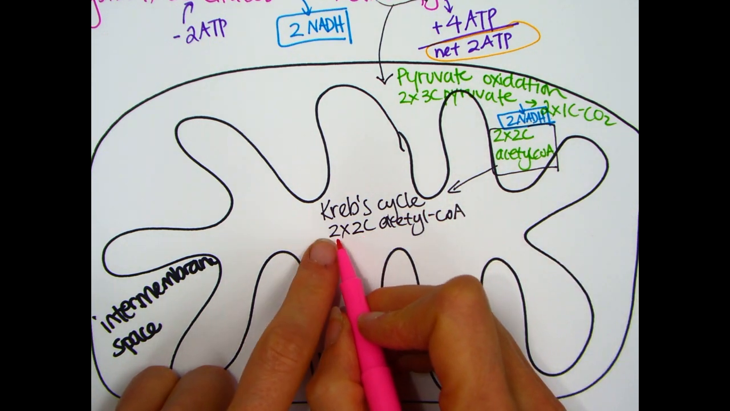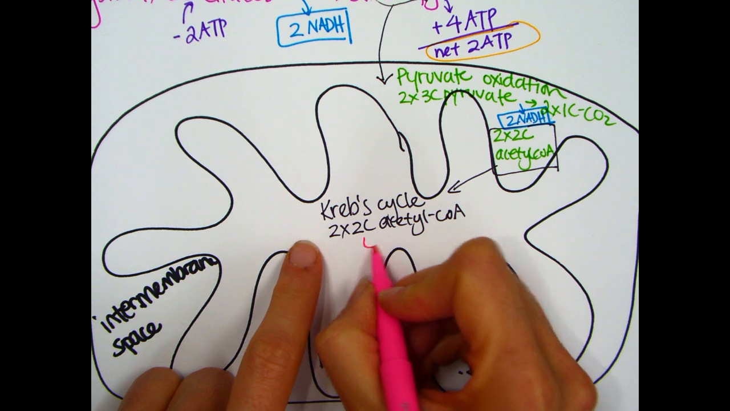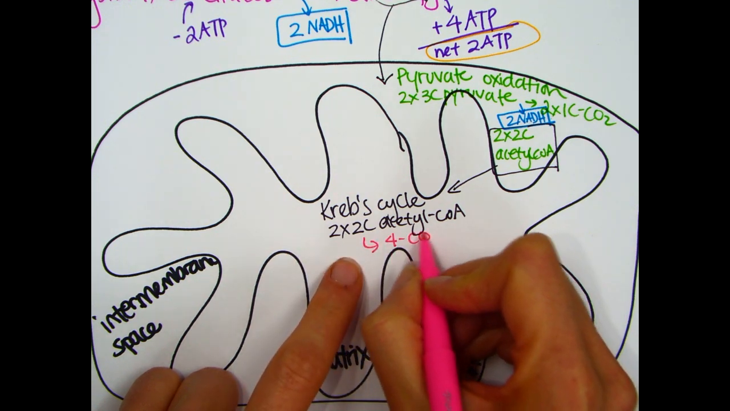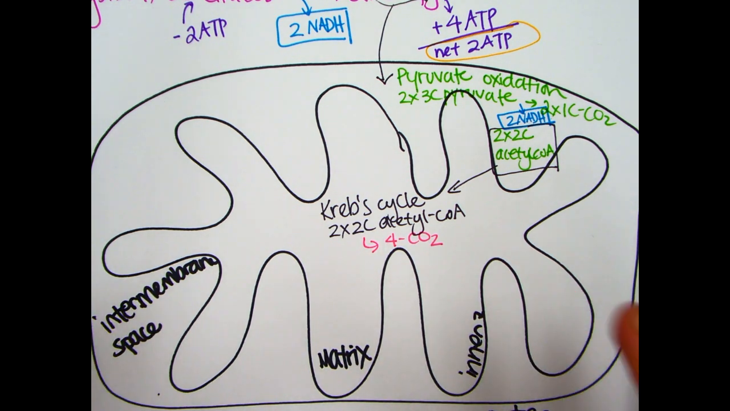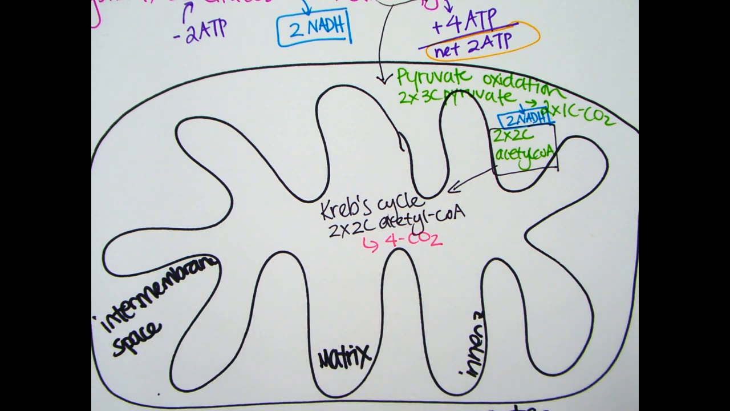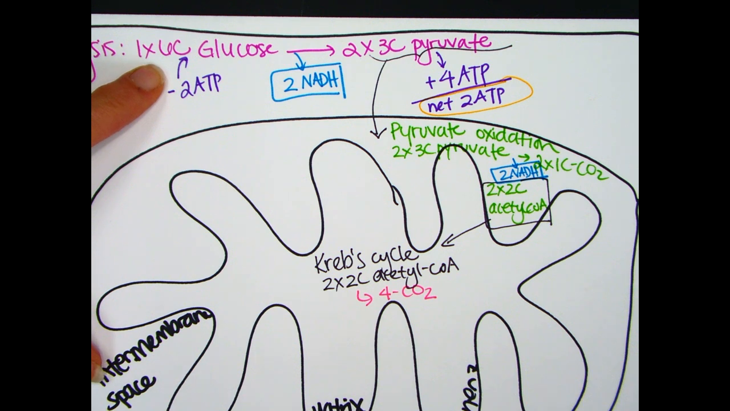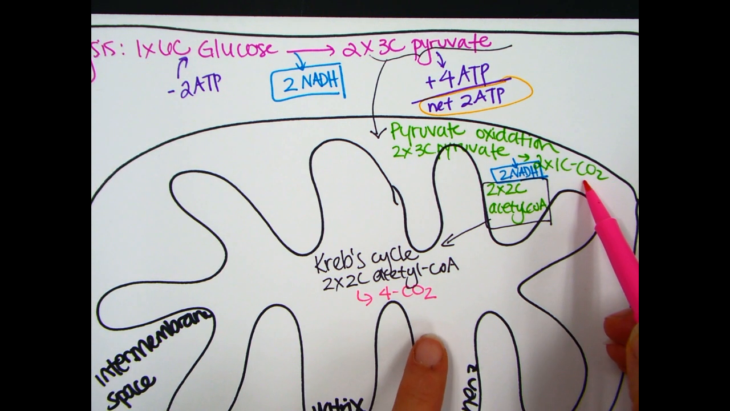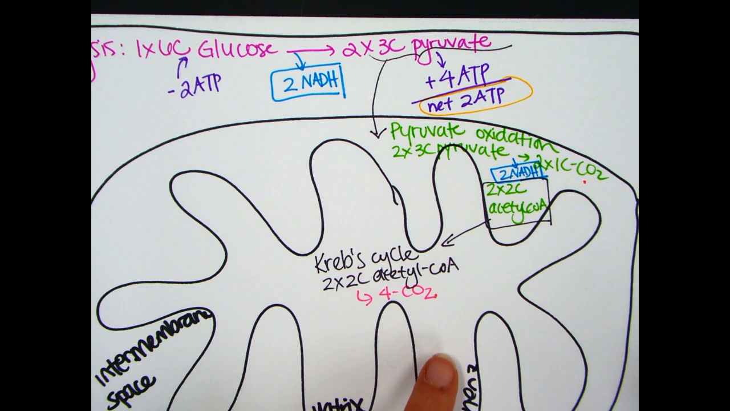So since we have 2 2-carbon acetyl-CoAs, by the time we break both of those apart, we're going to release 4 carbon dioxides, which are going to be breathed out. And so at this point, we have completely dismantled our 6-carbon glucose into 2 CO2s here and 4 CO2s here. So we've broken down our 6-carbon glucose into 6 CO2s, all of which we are going to breathe out.